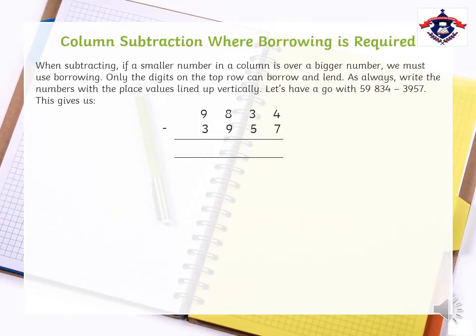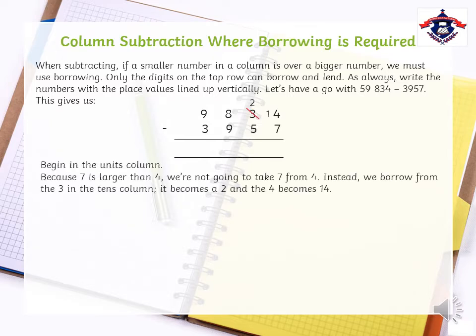Column subtraction where borrowing is required. When subtracting, if a smaller number in a column is over a bigger number, we must use borrowing. Here is an example. In this, you have to start with the units column. 7 is larger than 4, so we are not going to take 7 from 4. Instead, we borrow from the 3 which is in the tens column. This 3 becomes a 2 and the 4 becomes 14.